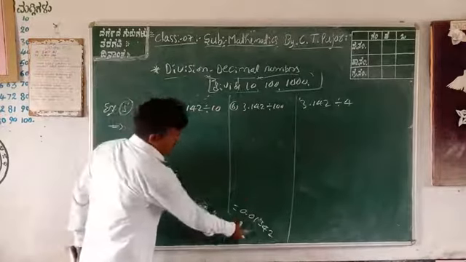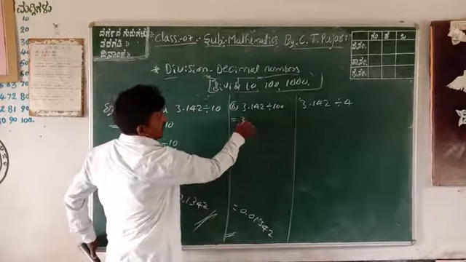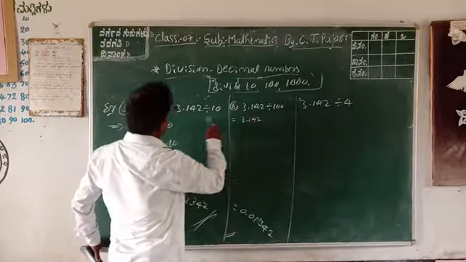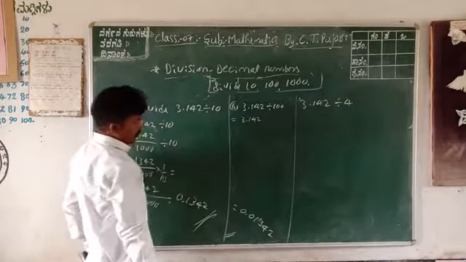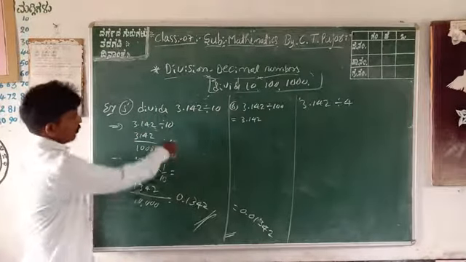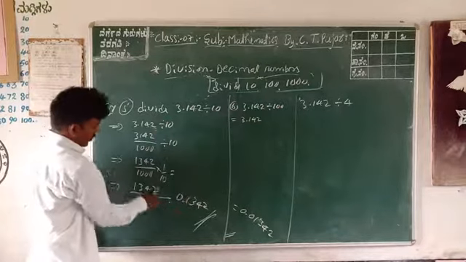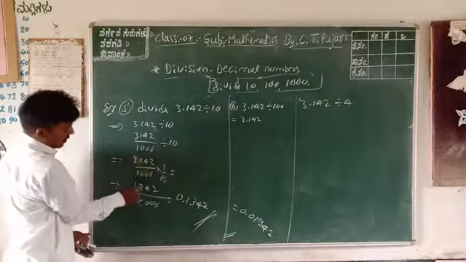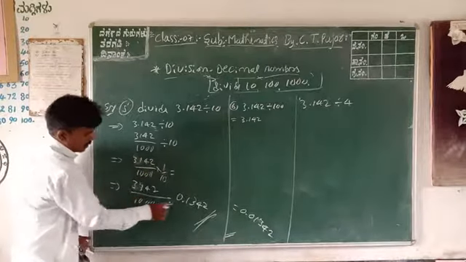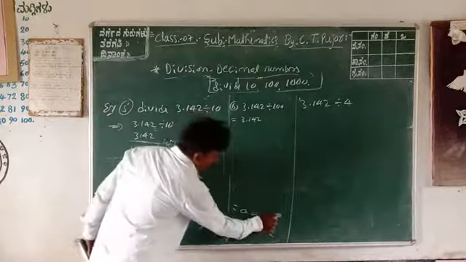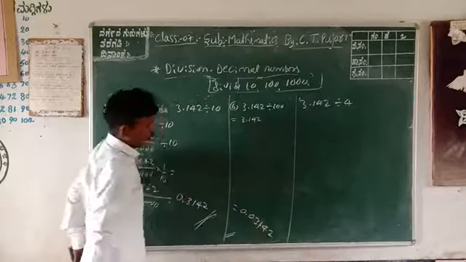You can verify your answer. Therefore, what is the solution? 3.142. Got it? Next, this is also 0.3142.